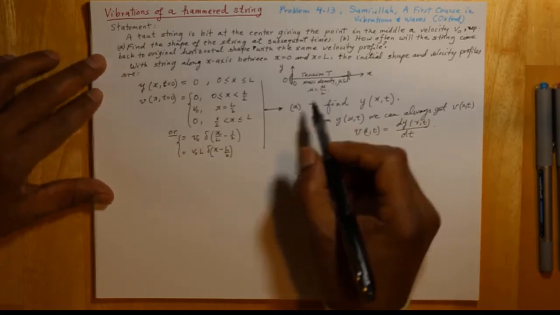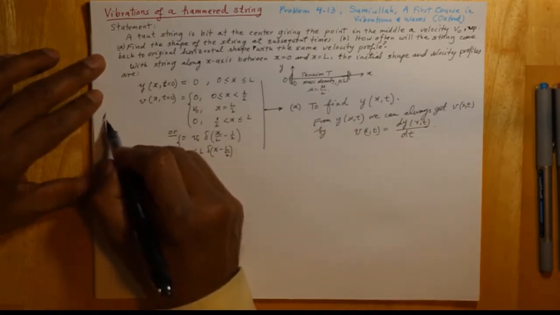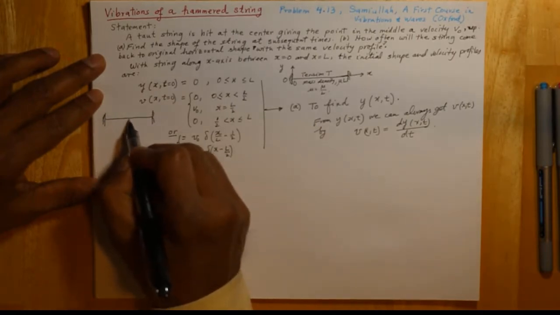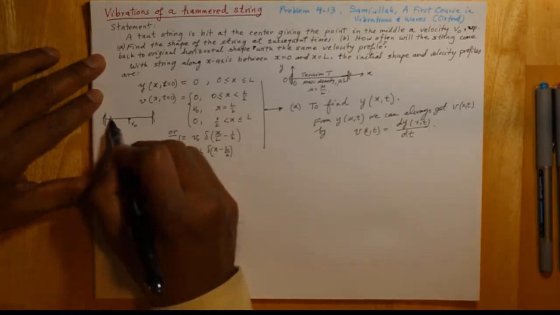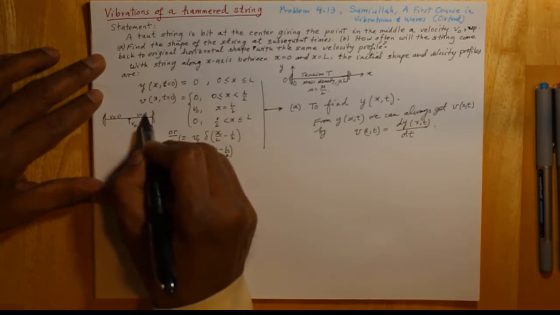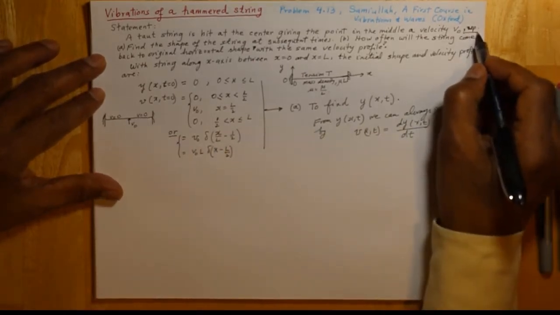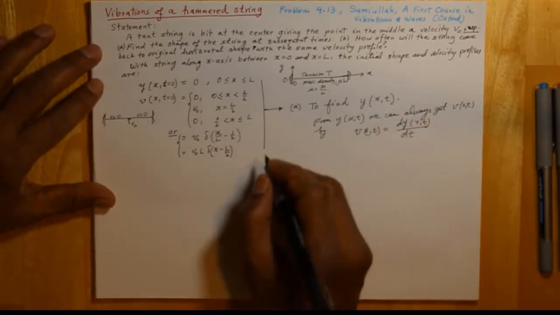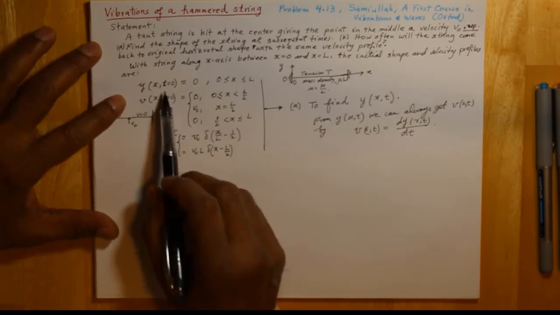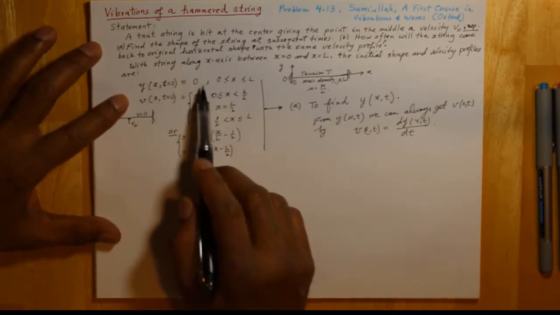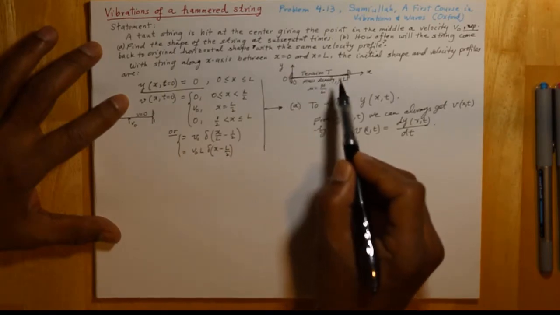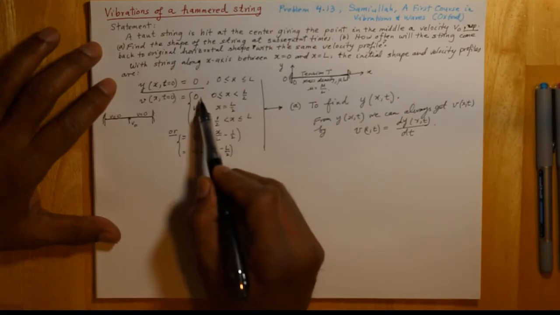Okay, so at t equal to zero, you hit it from the bottom at this point, and this gets a velocity v0. Everywhere else velocity is zero. So that's what I mean by up. If you write down what the initial condition is, initially you have a shape y equal to zero everywhere, and the velocity you can write like that.